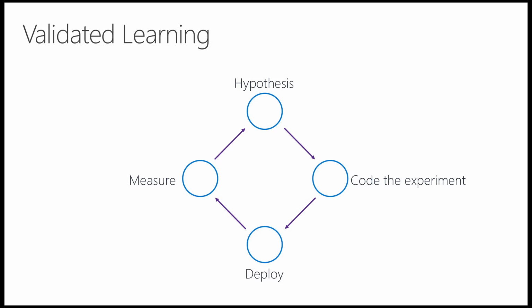And that's when we code an experiment to help us validate or invalidate that hypothesis. Then we need to deploy, and then we need to measure our experiment's success or failure. And this set of items we need to do as often and as fast as possible. We need to optimize this pipeline in order to be successful.